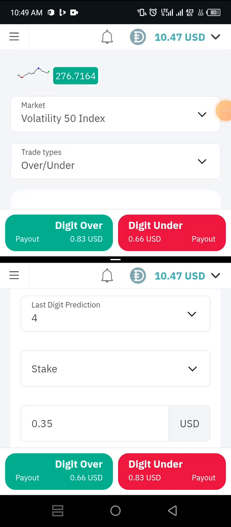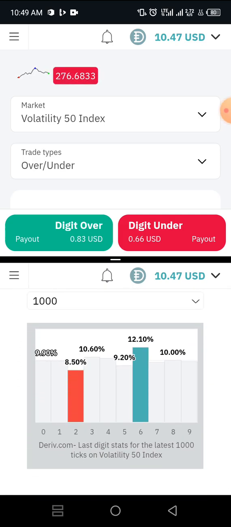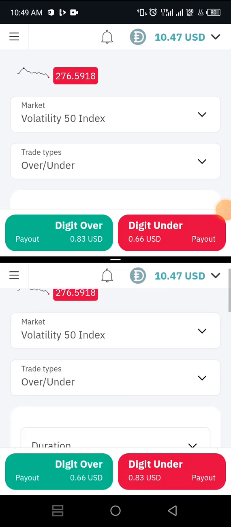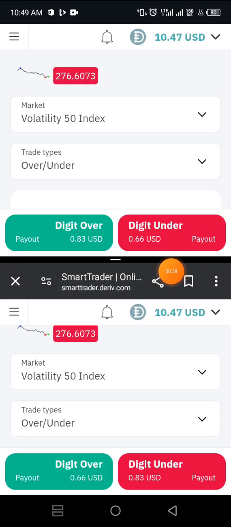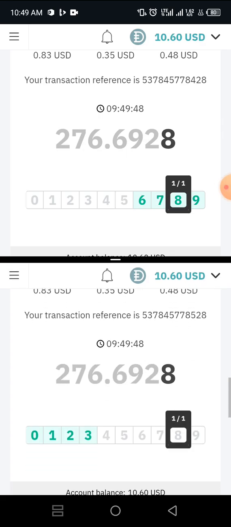Then all you have to do is check your 1000 tick, and check if 4 and 5 appear less in the market, around 10. This must not be more than 10, and 4 and 5 is cool here. Yeah? So all you have to do is wait for your signal. What's your signal? Once you see 4, then any other number, you predict, or once you see 5, then any other number, you predict. 4 has appeared, then any other number appears, then I predict, and it's a win trade.